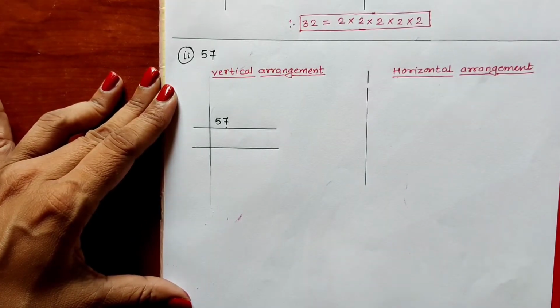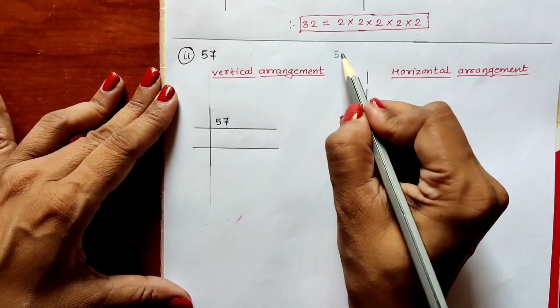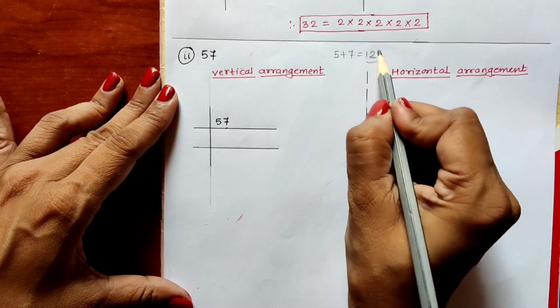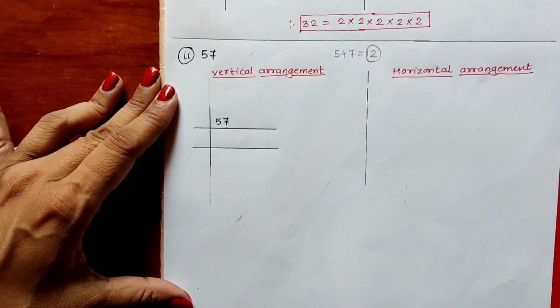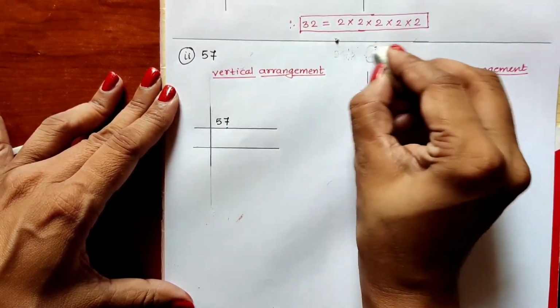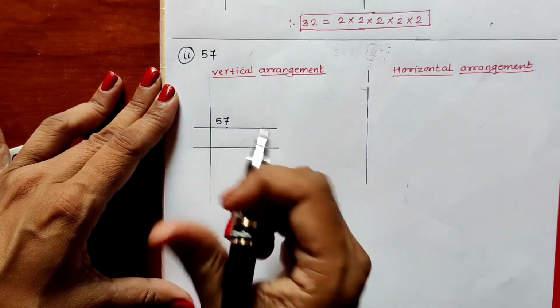Let us check whether it is divisible by 3 or not. 57 means 5 and 7. So when we add 5 plus 7, we get 12. And 12 is divisible by 3. That means 57 will be divisible by 3. So let us divide it by 3. First factor will be 3.